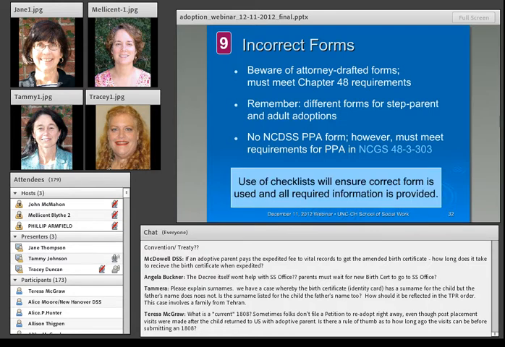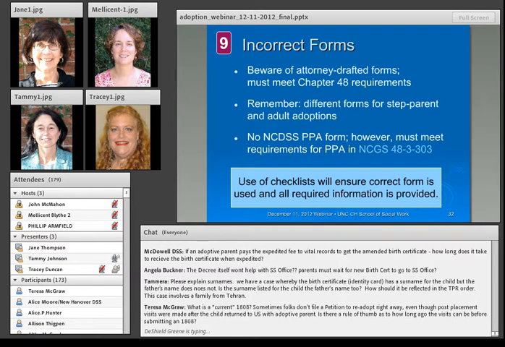There is no form for pre-placement assessments. However, they must meet the requirements of 48.303, which sets out what is required in a pre-placement assessment. Please make sure you use the checklist to ensure you have all the correct forms and that you have all the information that is required. I think the checklist is on the AOC website. I know we also have the legal aspects of adoption manuals. We usually distribute those when we train, but we certainly will send them out to anyone who needs one. I think we just updated them the last time about 1.5 years, 2 years ago.